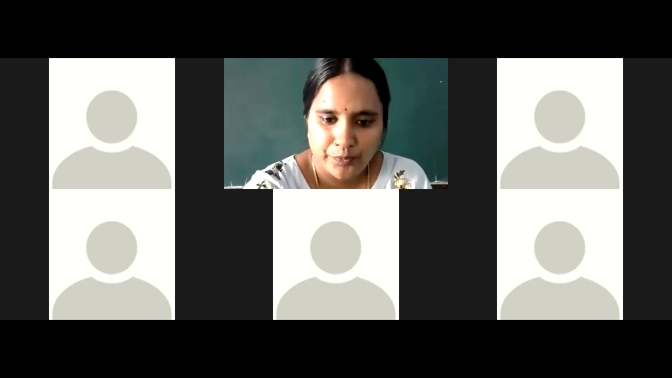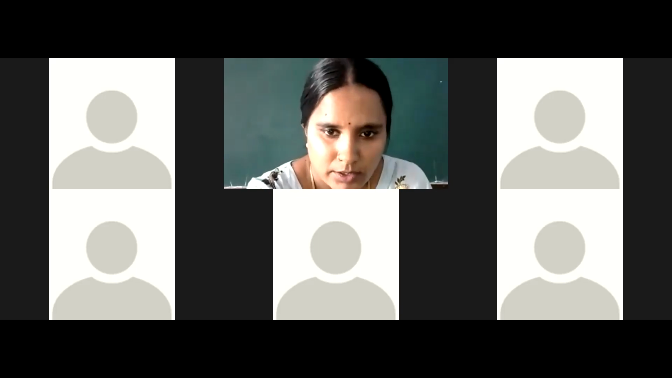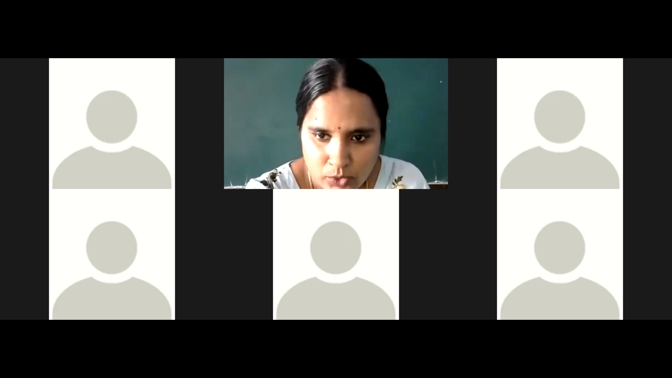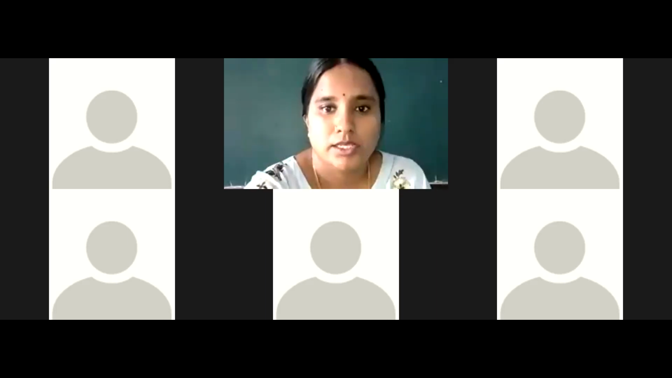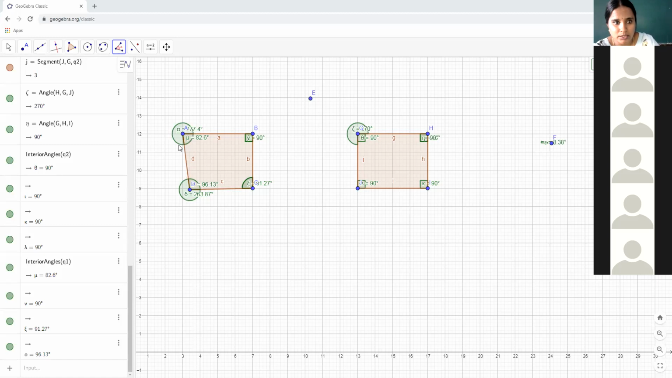One second, children. So as you can see, the interior angles of this quadrilateral, if you take the sum of them, it will be equal to 360 approximately, because you can see the decimal places. These are rounded off to the nearest two decimal places. That is the reason we can approximately find the sum to be 360.